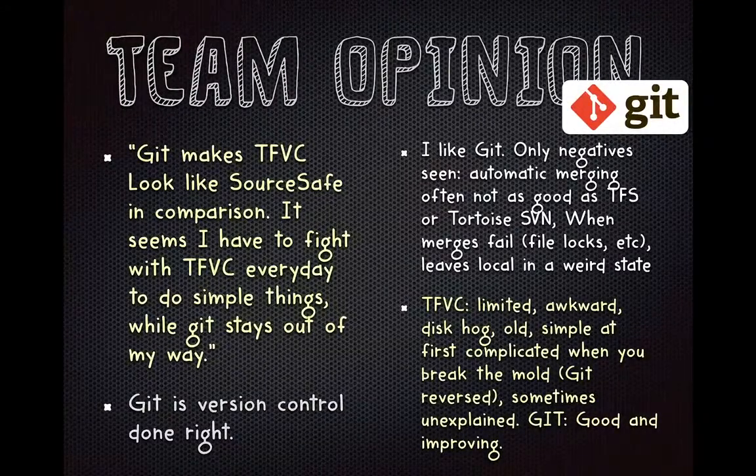I asked my team, tell me your opinion on Git in 160 characters or less, and these are their opinions. I won't read them all to you. The most critical comment was the one in the top right corner, which said, I like Git, and he mentioned a few negatives. Automatic merging, often not as good. Tortoise SVN. And it talks about how if you have a bad merge, you get kind of a weird state. These are all real, raw opinions, and they're good. I don't want to discount any of them.